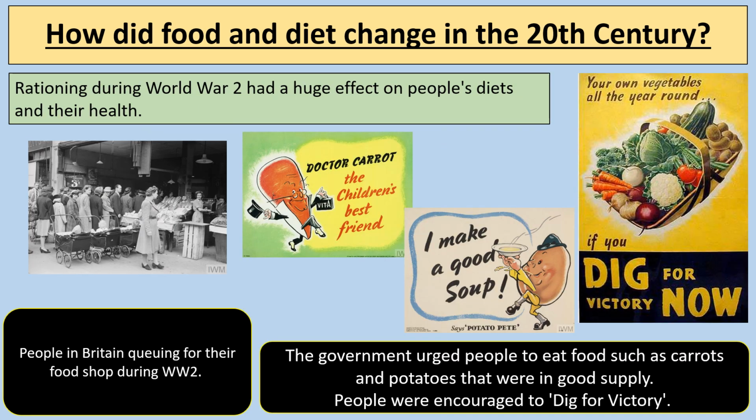You can see there about rationing during World War II. People were encouraged to eat things like carrots and potatoes, for example, and to grow your own vegetables. And people had to queue for their food shop. So that actually had a positive impact in terms of people's diets and eating healthier food.